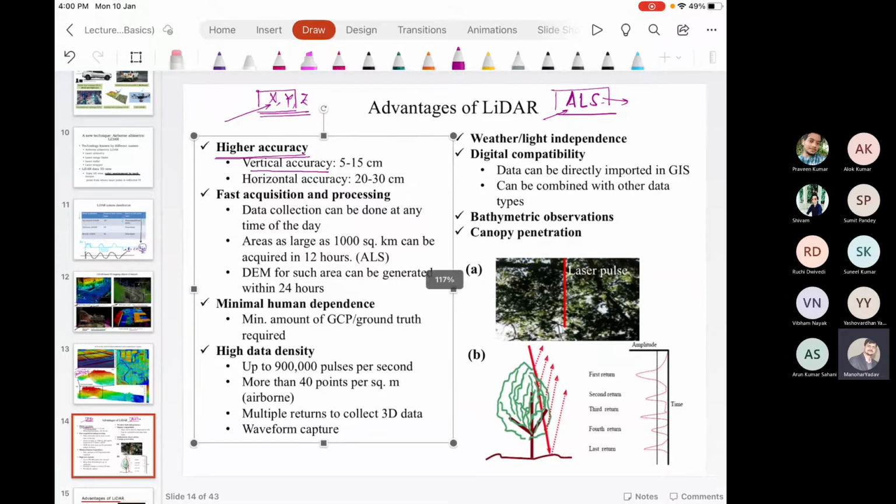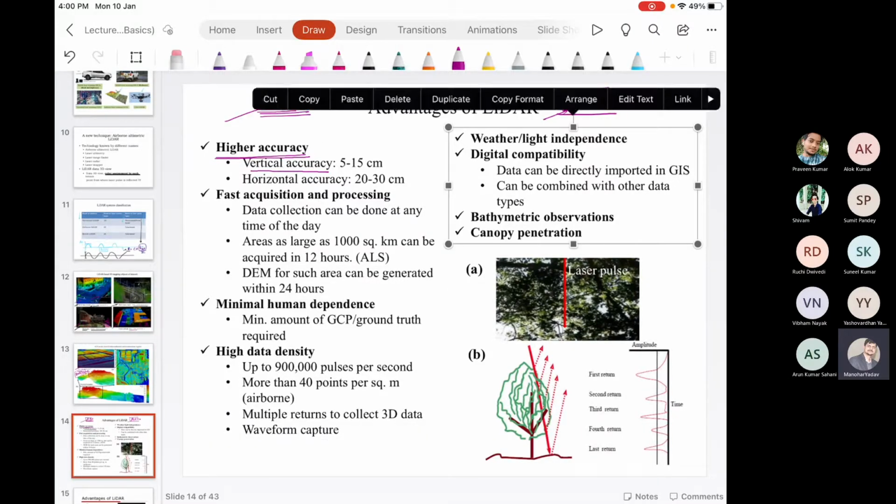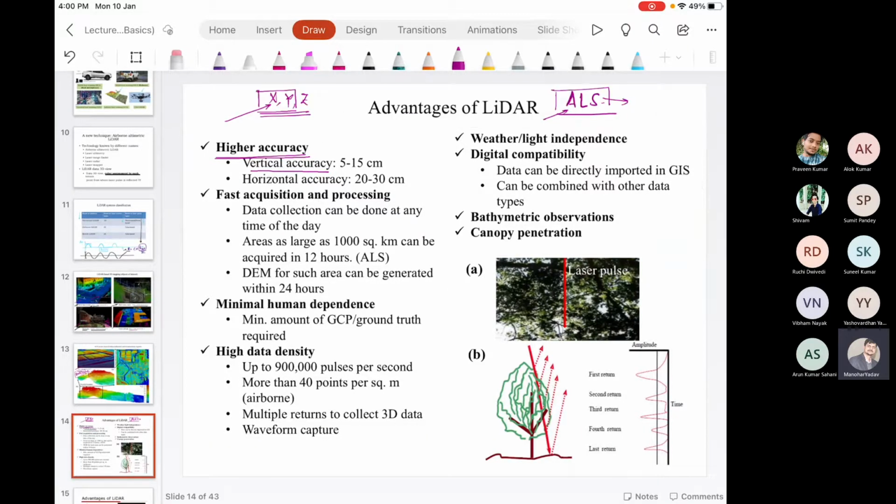In case of LiDAR, we have a third dimension as well. That is the depth of that point. So Z value we also calculate. So one accuracy we define, that is vertical accuracy, which is along Z. And the horizontal accuracy we define for a point in the horizontal plane. What is the XY accuracy? How accurately we are locating a point in X and Y.